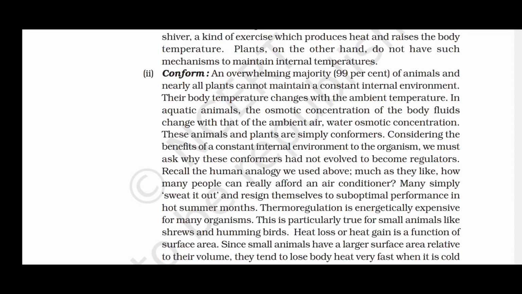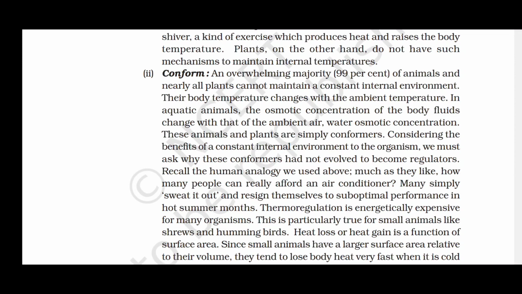Considering the benefits of a constant internal environment to the organism, we must ask why these conformers have not evolved to become regulators. Recall the human analogy we used above. Much as they like, how many people can really afford an air conditioner? Many simply sweat it out and resign themselves to suboptimal performance in hot summer months. This is particularly true for small animals like shrews and hummingbirds.